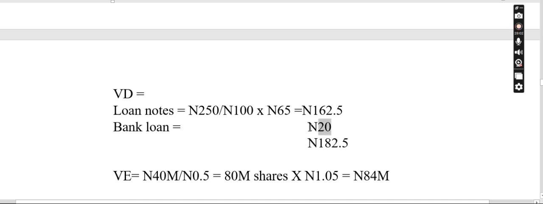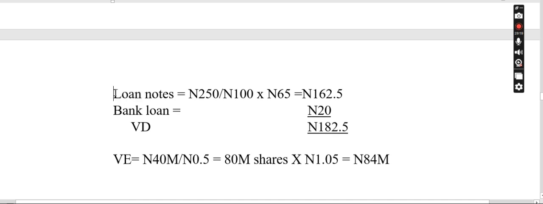I purposely want to make this a live class so that we'll get some parts of it. So this is the value of debt. This is the market value of debt. Market value of what? Market value of debt.